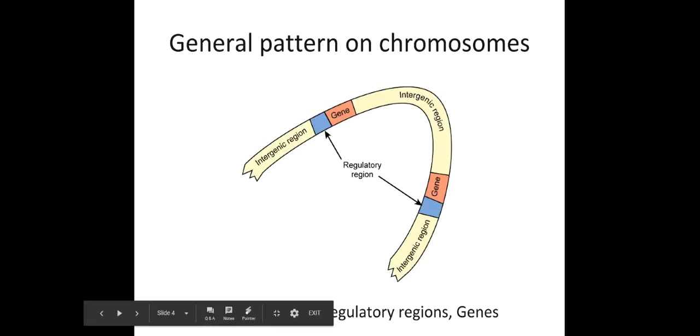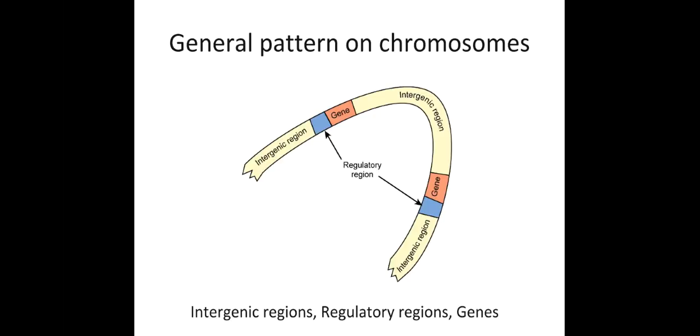So let's start off with the general pattern and structure of DNA. Depending on how closely you zoom in or zoom out, there are more micro scale patterns or more macro scale patterns of DNA. So right now what we're looking at is the macro scale patterns in DNA. So there are three main regions that we're going to concern ourselves with.